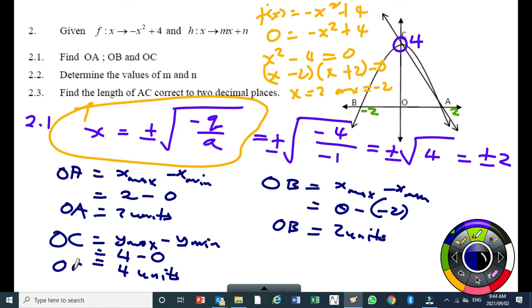Then 2.2 says determine the values of m and n. Now, m is the gradient, and n is the y-intercept. Now, n is very easy to find. Okay, it's a 4, because point C is a common point for both graphs. Okay, so n is equal to q. So n is 4. So let's find the gradient. So finding n is very simple. M now, we have to calculate the gradient.